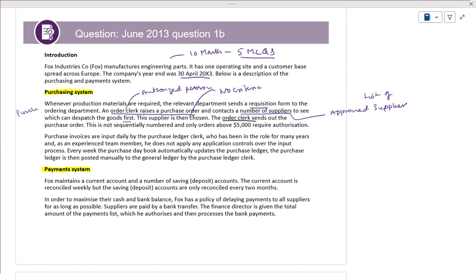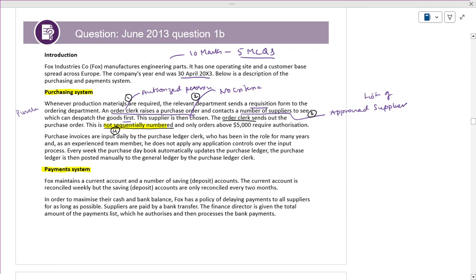He is a clerk, a lower level person. He is not a manager, he is only an executive. The order clerk sends the purchase order. This is not sequentially numbered, so accuracy is not there. Sequentially it has to be numbered. Now you can see the thing. You will get as many points as possible. I will put the points: this is 1, this is 2, is it right? This is 3, is it right? This is 4, is it minimum?